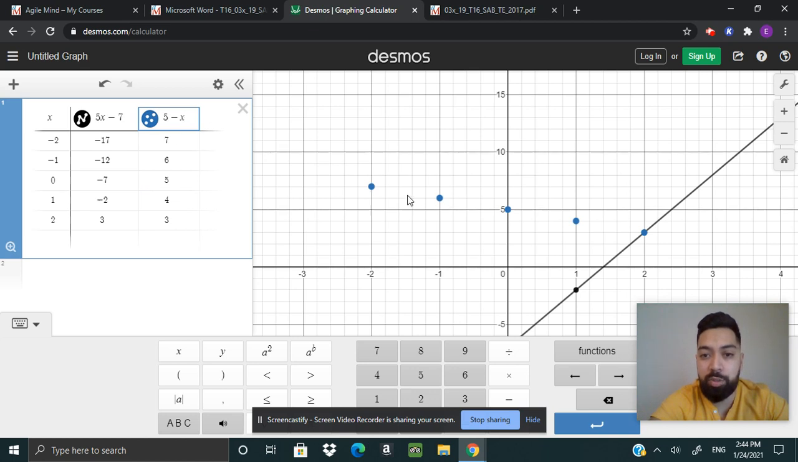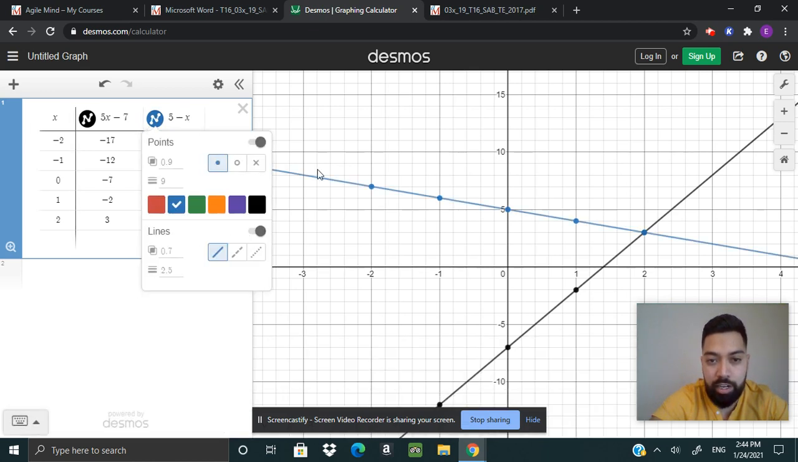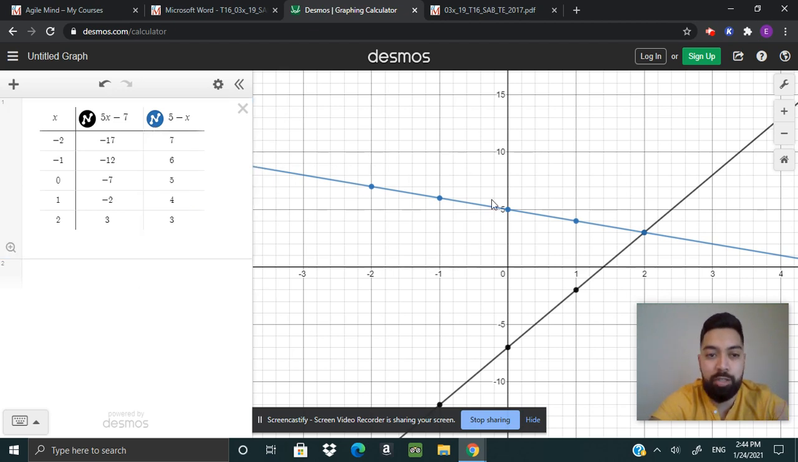Remember, if you want to change this to an actual line, all you have to do is click on these dots, hold them, and then just click on line right here. And it should highlight it for you. That's just if you want your graph to look that way, but it's not very necessary. Now look, you can see where these two cross. Like I said, you'll learn this in a future lesson.